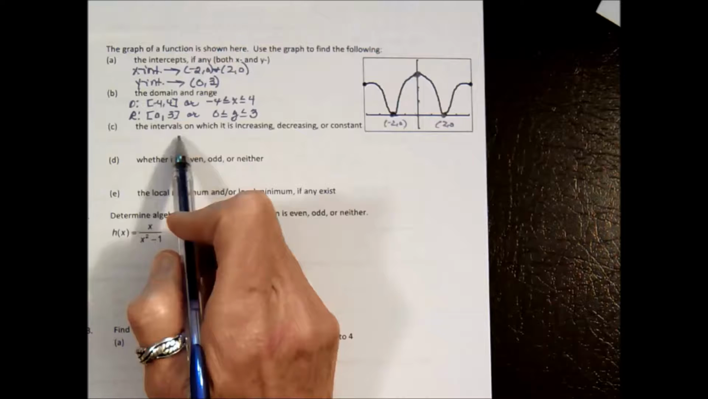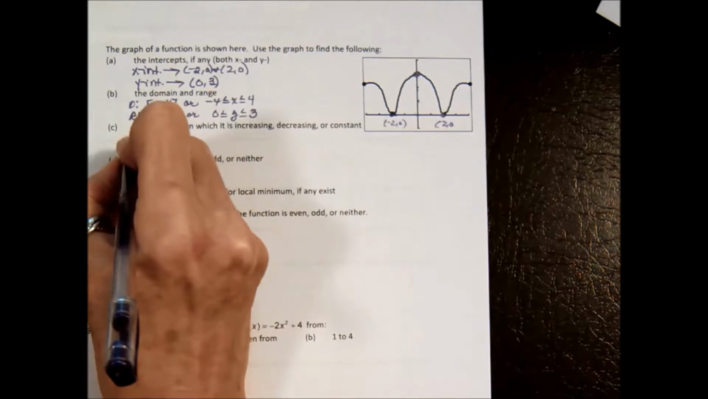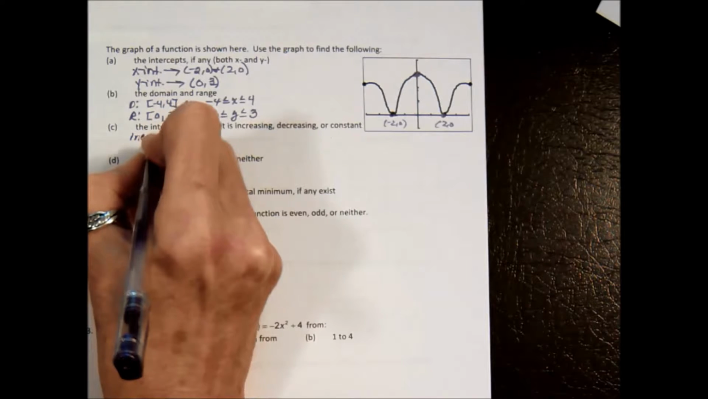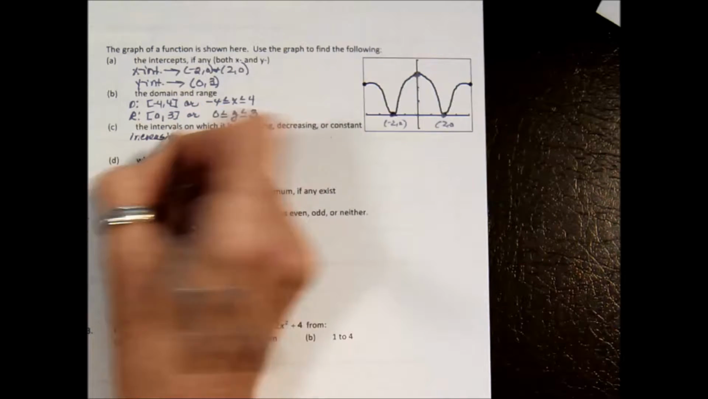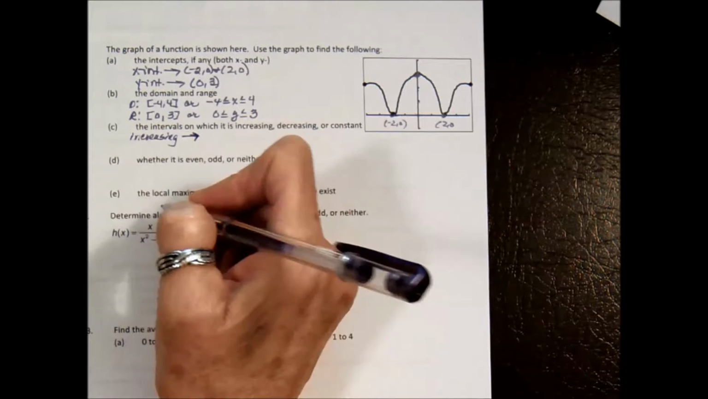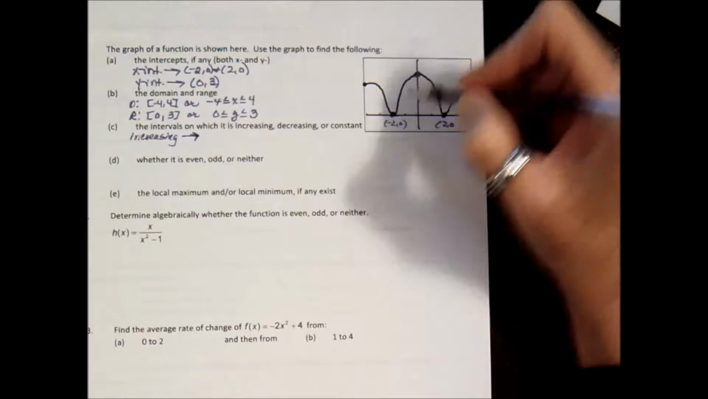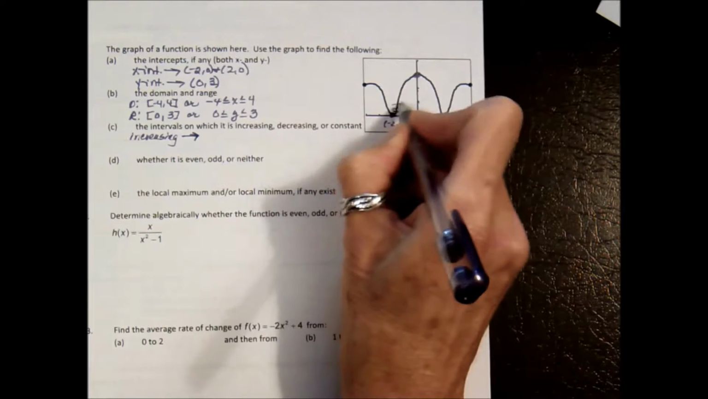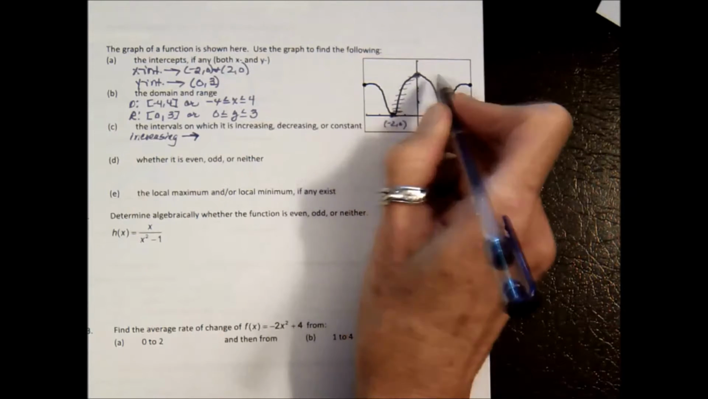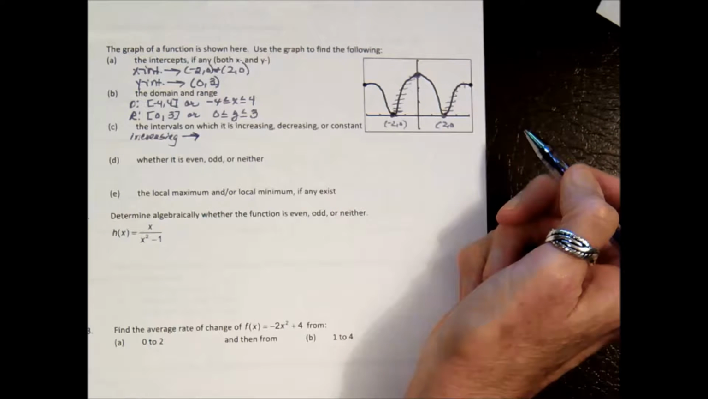C says the intervals on which it is increasing, decreasing, or constant. So I'm going to use some colors here. And let's first do the intervals on which it is increasing. And remember, these are x values. So where is it increasing? It is increasing, let me see how I can do this. It's increasing right here up to here. And then it is increasing right there up to here.